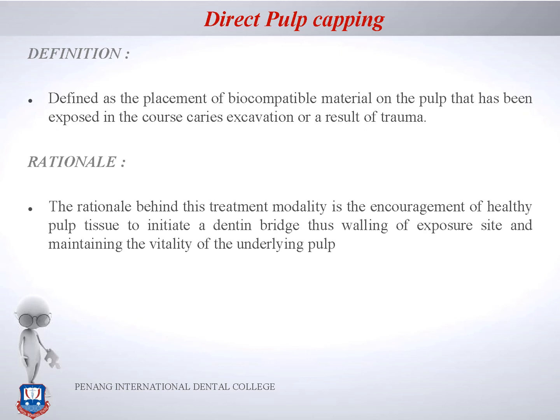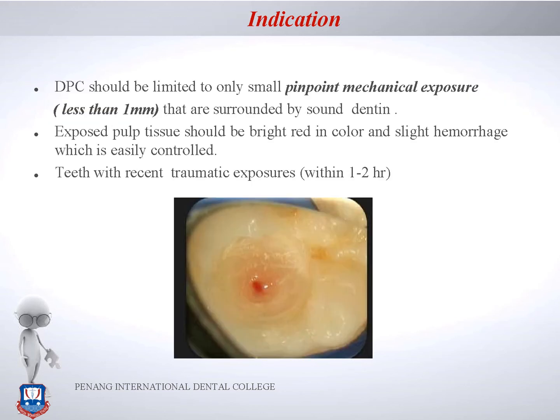So the rationale behind this treatment modality is to encourage the pulp to initiate the dentinal bridge through reparative dentine, and thus wall off the exposure site and maintain the vitality of the underlying pulp. So the indication, very important for us to understand, is that direct pulp capping should be limited to only small pinpoint mechanical exposure which is less than 1 millimeter, and it has to be surrounded by sound dentine.